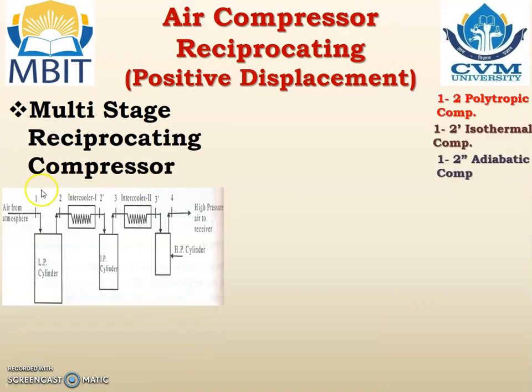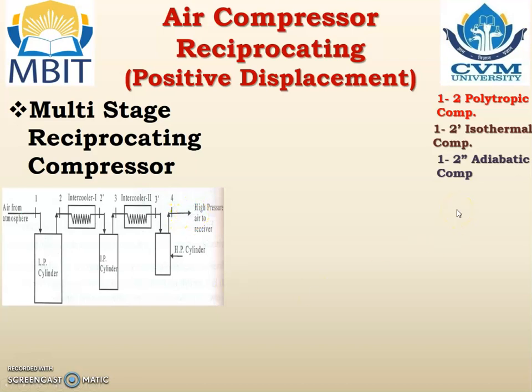Let us see. Here you can see there is a three-stage reciprocating compressor. The first stage is known as the LP, that is the low pressure cylinder, where air from the atmosphere enters and is compressed. Then it enters the intercooler where it is cooled. Then it enters the second stage, which is known as the intermediate pressure cylinder, where it is compressed to the intermediate pressure. Then it enters intercooler number 2 where it is again cooled. Then it enters the third stage of the cylinder, which is known as the high pressure cylinder, where it is compressed and then it is sent to the receiver.